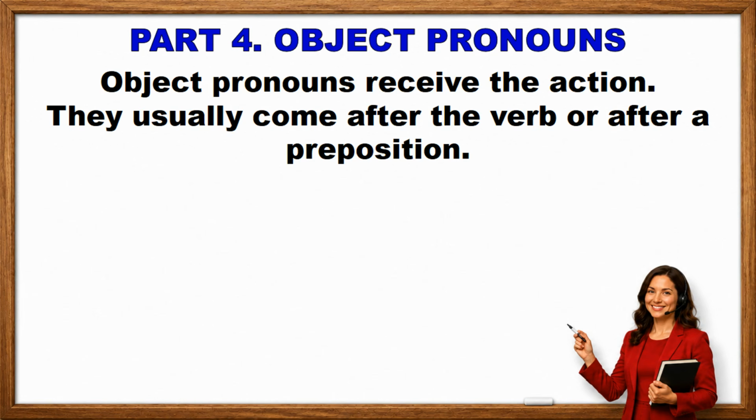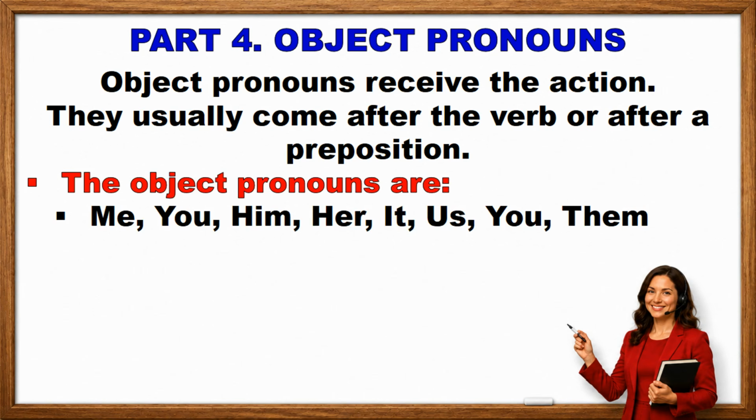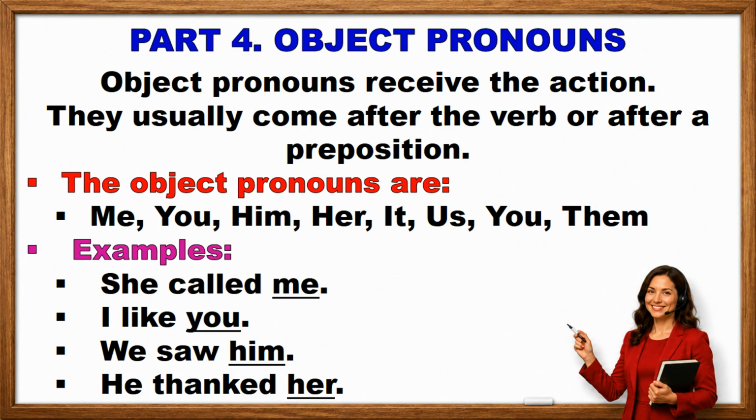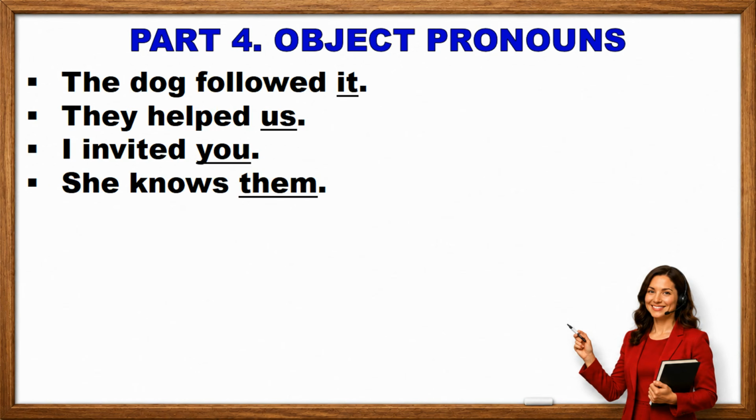Part 4. Object pronouns. Object pronouns receive the action. They usually come after the verb or after a preposition. The object pronouns are me, you, him, her, it, us, you, them. Examples: She called me. I like you. We saw him. He thanked her. The dog followed it. They helped us. I invited you. She knows them.